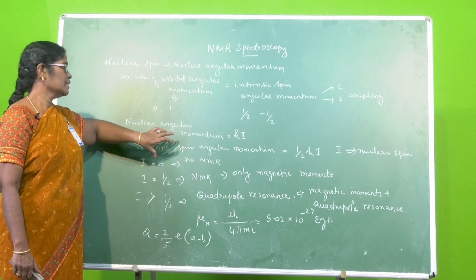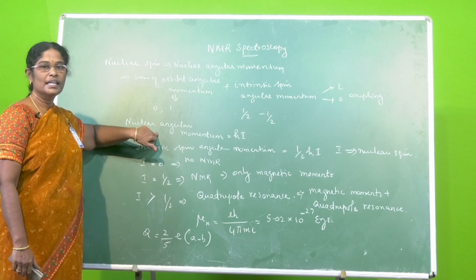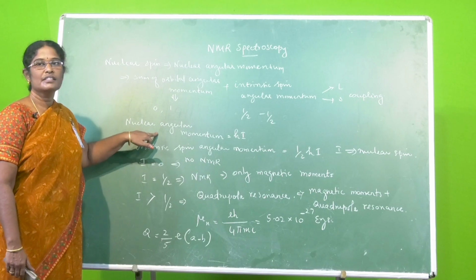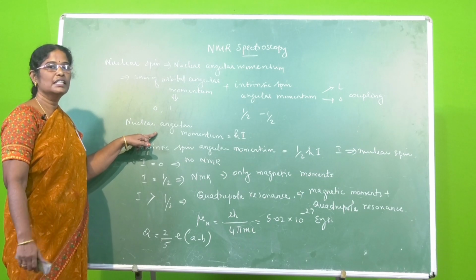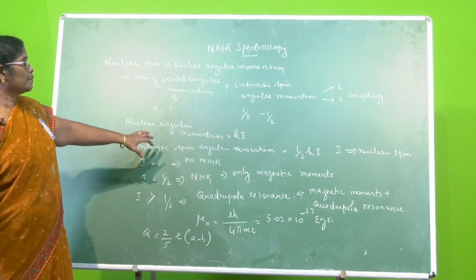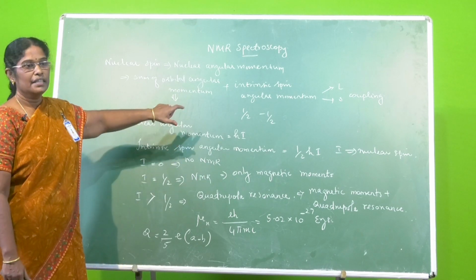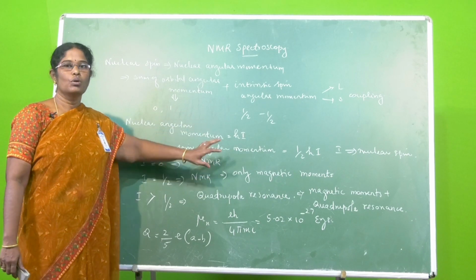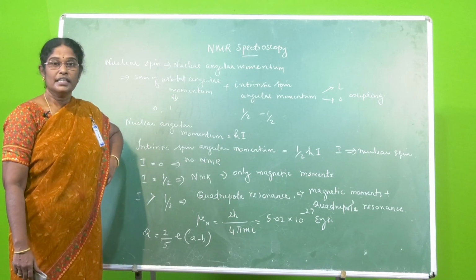Now, the nuclear angular momentum h into I can take up either half integral values or whole integral values. That is dependent upon the mass number of the nuclei, whether it is an odd mass number nucleus or an even mass number nucleus. Then again, the intrinsic spin angular momentum is given by the expression 1 by 2 of h into I, where I represents the nuclear spin, and this can again take up half values or whole values. This in turn is again dependent upon the mass number of the nuclei and each of the nucleons that is present.